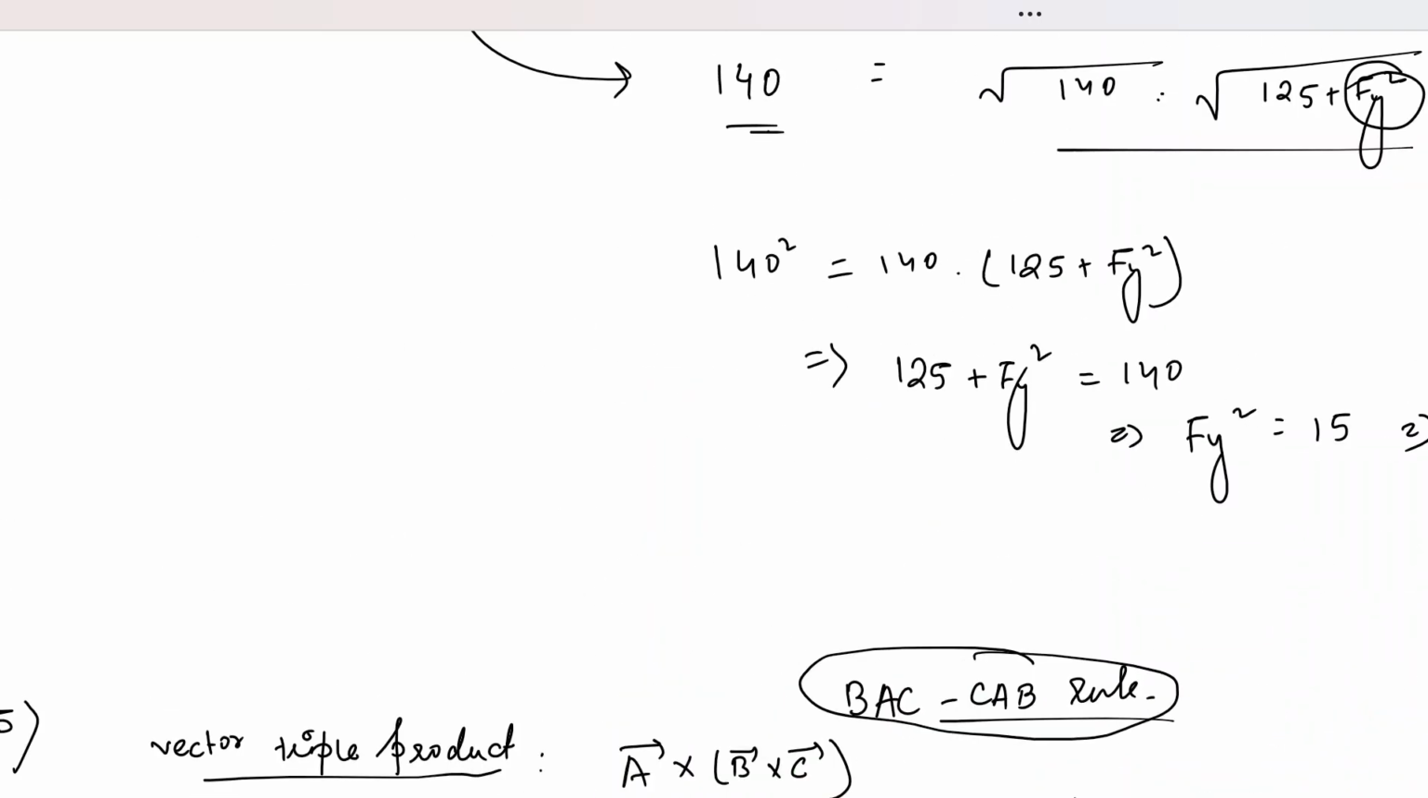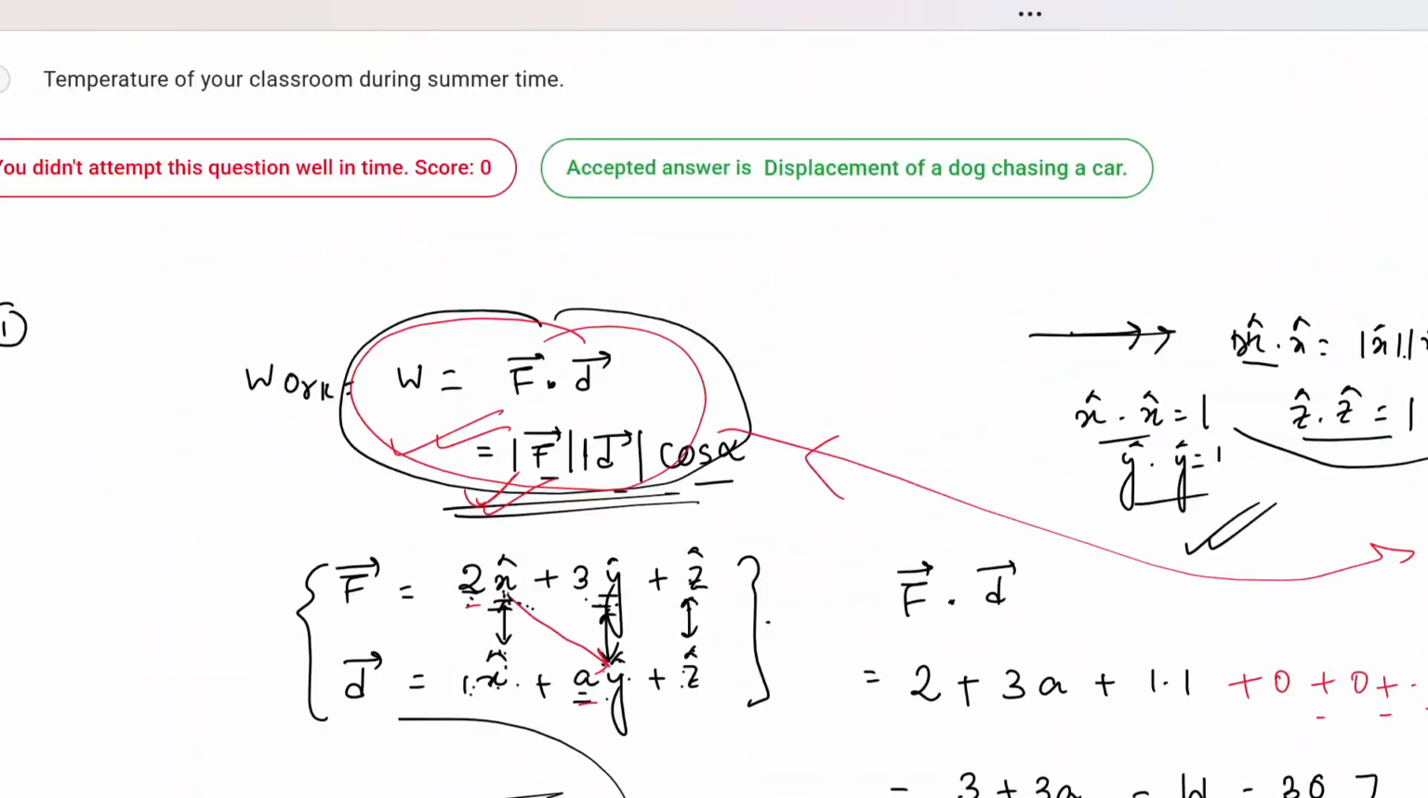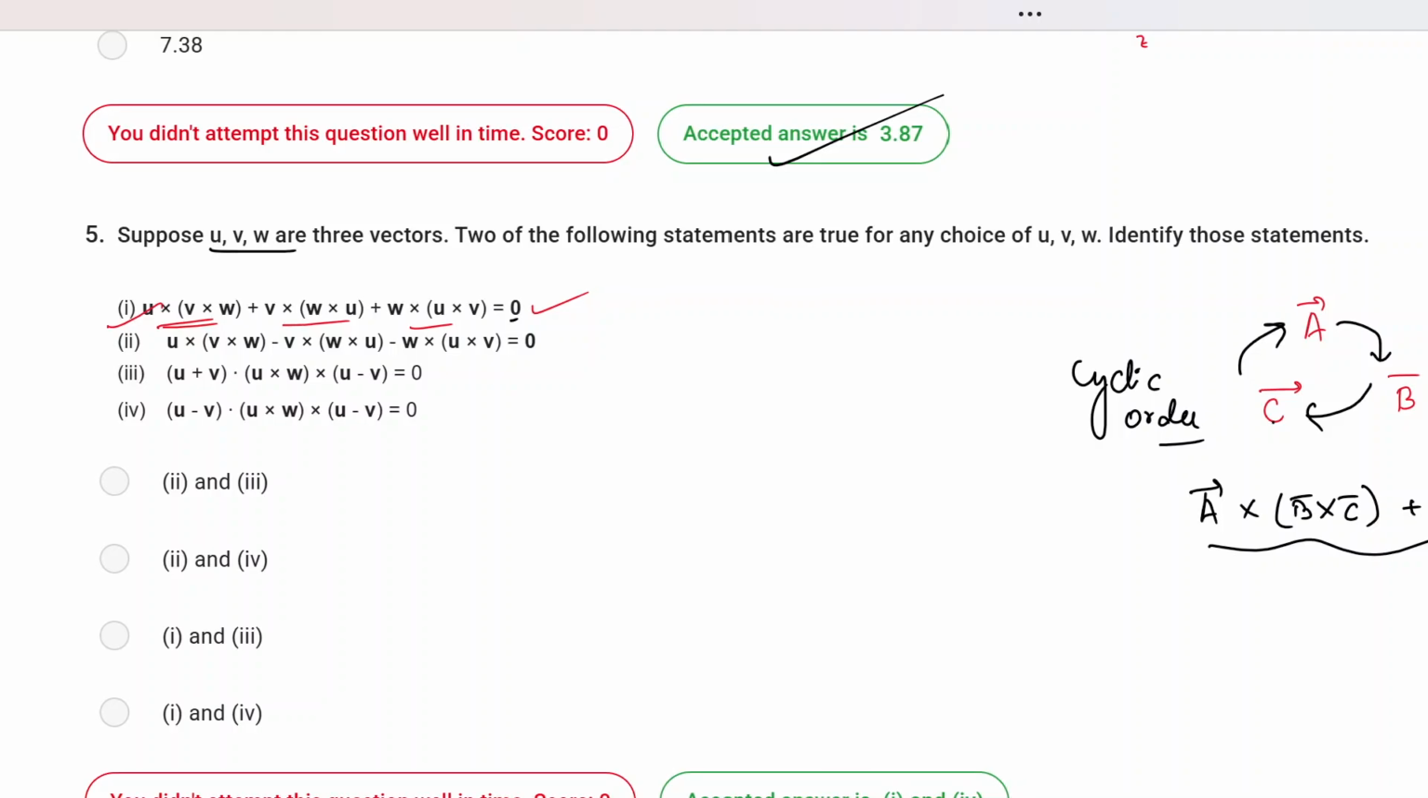But if you do not follow the cyclic order, then their sum will not be 0. That is exactly what they have mentioned in option number 2. How can you say that if this identity is correct, then this one is wrong? Because you see U, V and W and then minus V, W cross U. There has to be a plus sign here, but they have put a minus sign. Once you put a minus sign, that alters the sign of the cross product also, because you know that W cross U, if you take a minus in front, becomes U cross W, right? The minus sign gets absorbed and it reverses the order of the cross product. So then the second term becomes plus V cross U cross W.